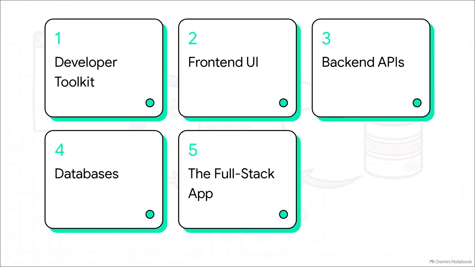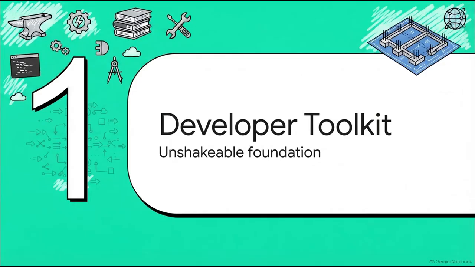Here's our roadmap for today. 1. Your essential developer toolkit. 2. Front-end, building the UI. 3. Back-end APIs, the waiter. 4. Databases, persisting the data. And 5. The full-stack web app. Let's get into it. Section 1.